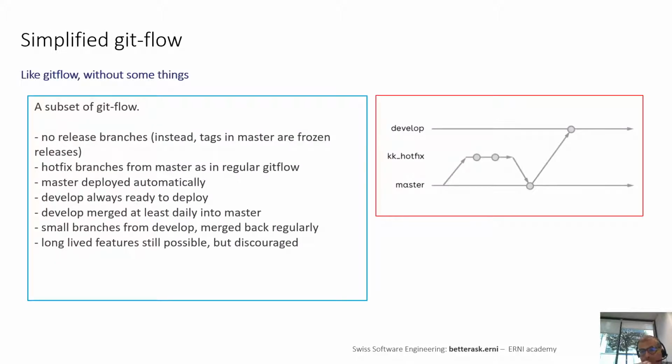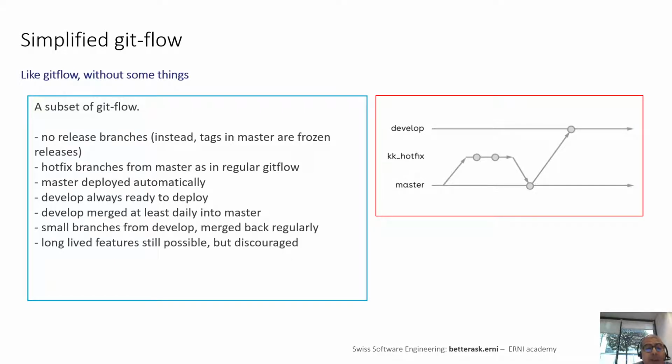Okay. So for example, we have this other branching strategy. It's called simplified gitflow, which is basically a subset of gitflow without release branches. Instead of having a release branch, you just have tags in the master. Okay, this is version 2.1, and it's just a point in master. Okay.